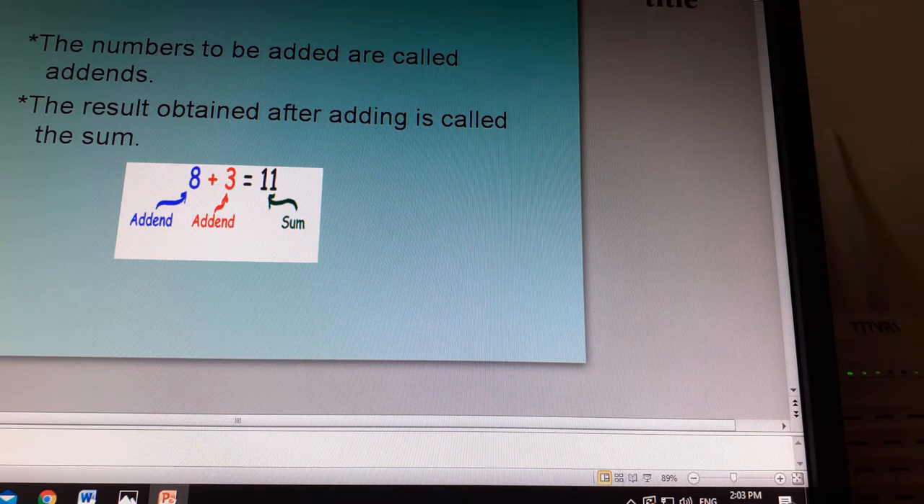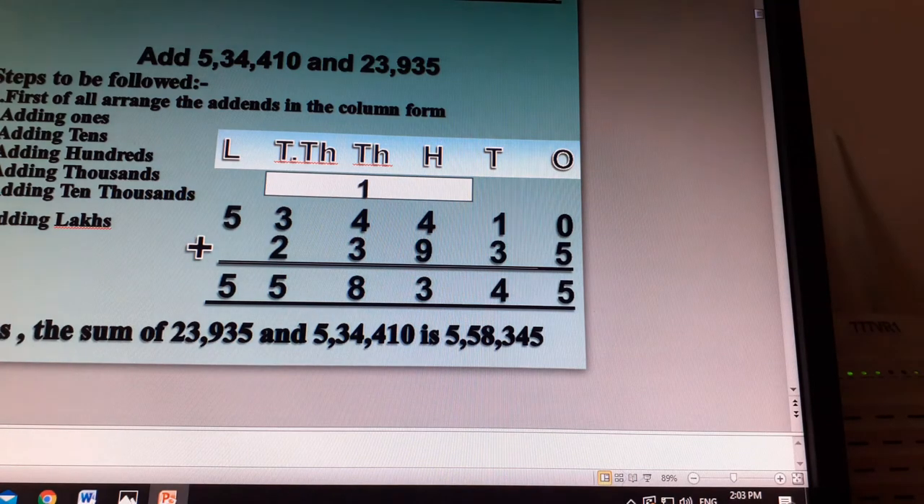Now children, through examples we will try to understand the steps of addition. In the previous class, I know all of you know how to add with and without carry. Now in this class, we are going to add 5 and 6 digit numbers. It means two more place values increase: 10,000 and lakh.